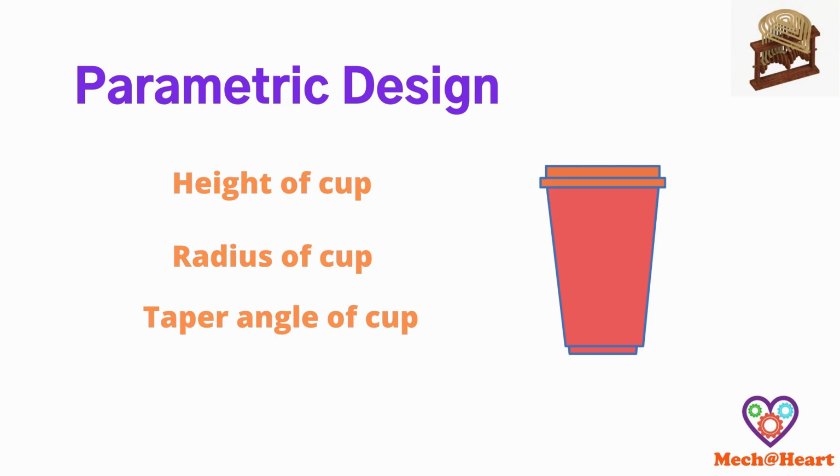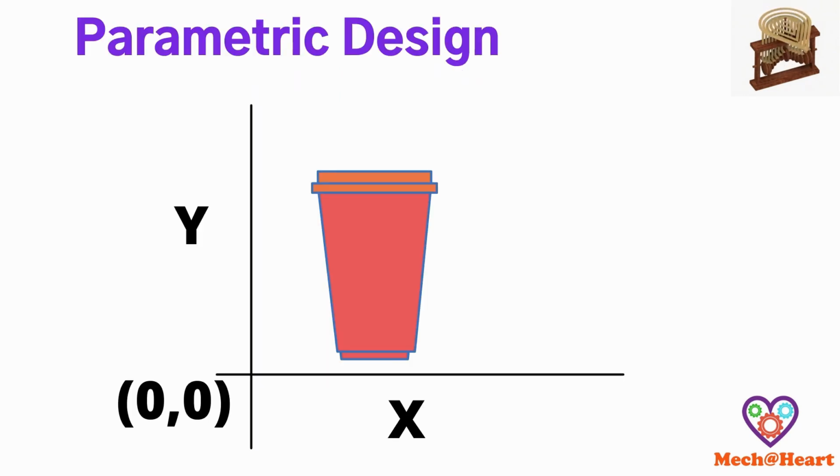Parametric design involves the use of parameters. We speak in terms of features rather than location of points. Most of the CAD systems today rely on parametric design.